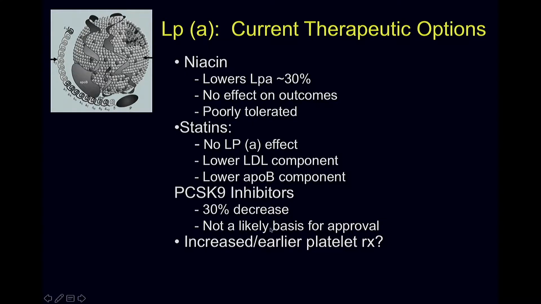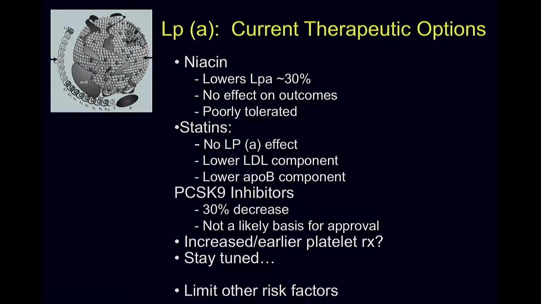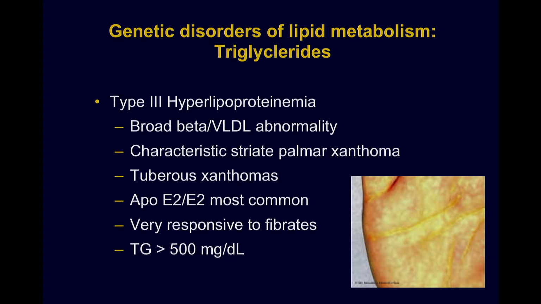There's not enough data about Lp(a), and there should be more added to it as more groups think about targeting Lp(a) and new therapies for targeting it, and I think those therapies will come forward. We certainly try and minimize other risk factors for such patients. And I think in a board context, I want to run through a few genetic scenarios that can come up on a board setting.